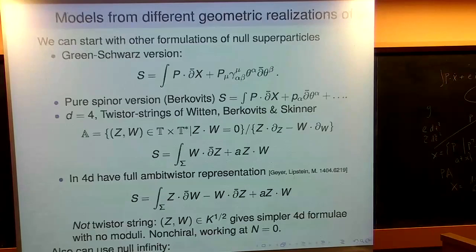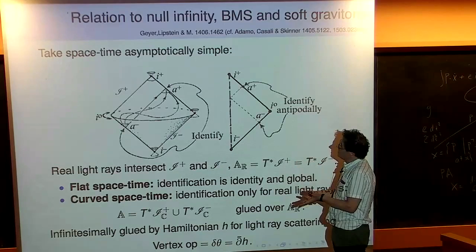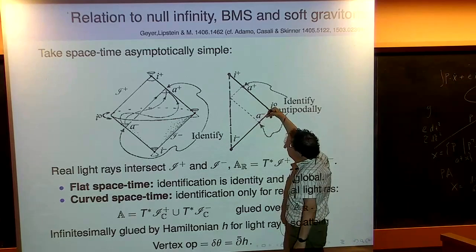Okay. And so that's one geometric realization. Also, the other point is that you can use a geometric realization, you know, null geodesics are sort of non-locally related to space-time, and you can relate them to null infinity. So the point is that each real null geodesic intersects null infinity in the past and in the future, at scri plus and at scri minus.